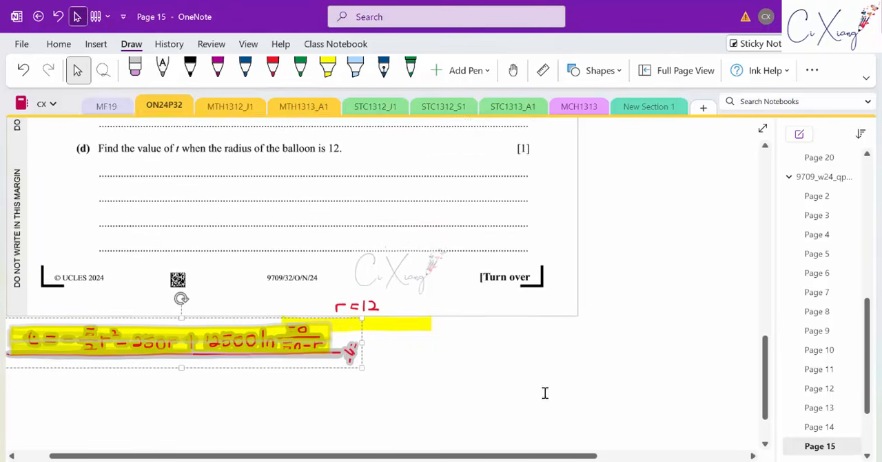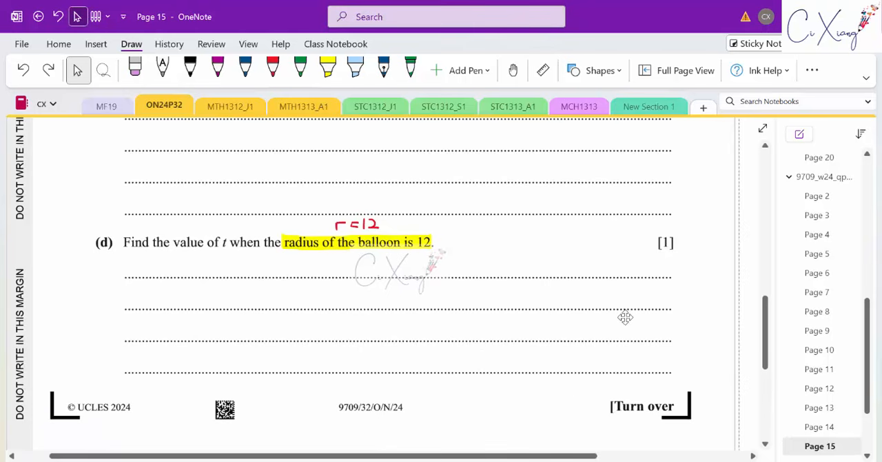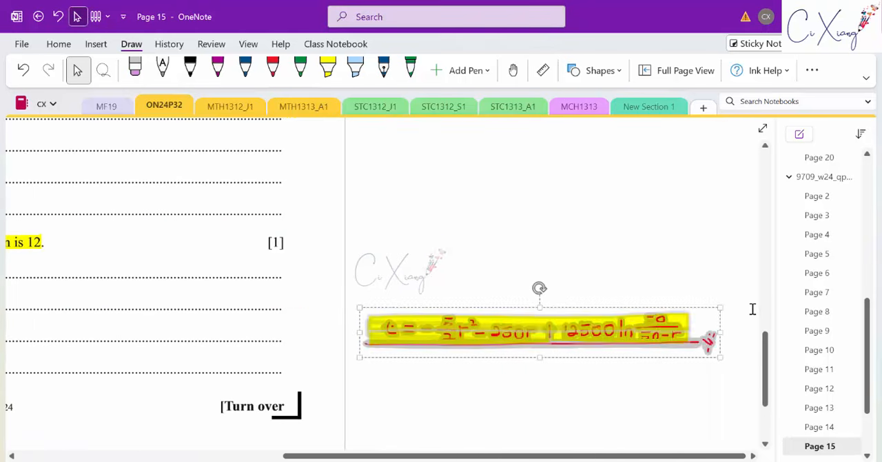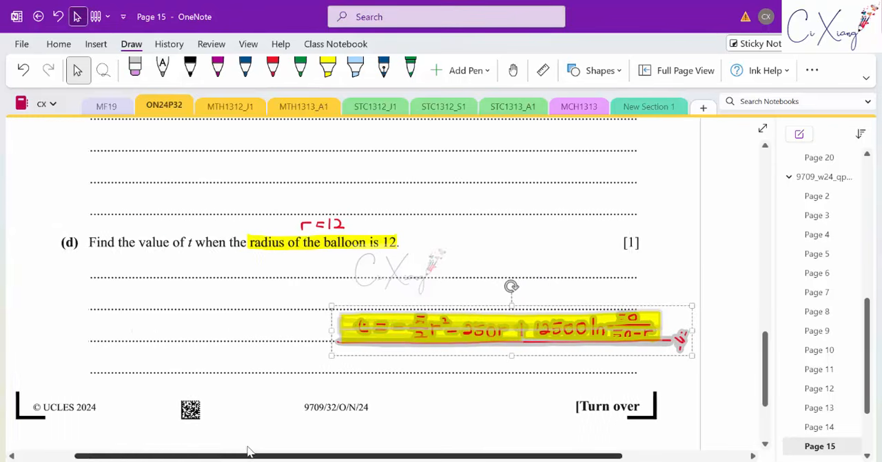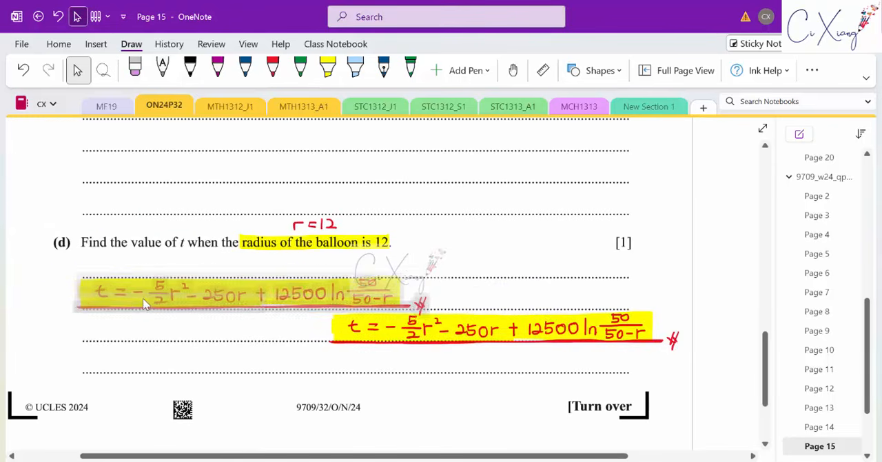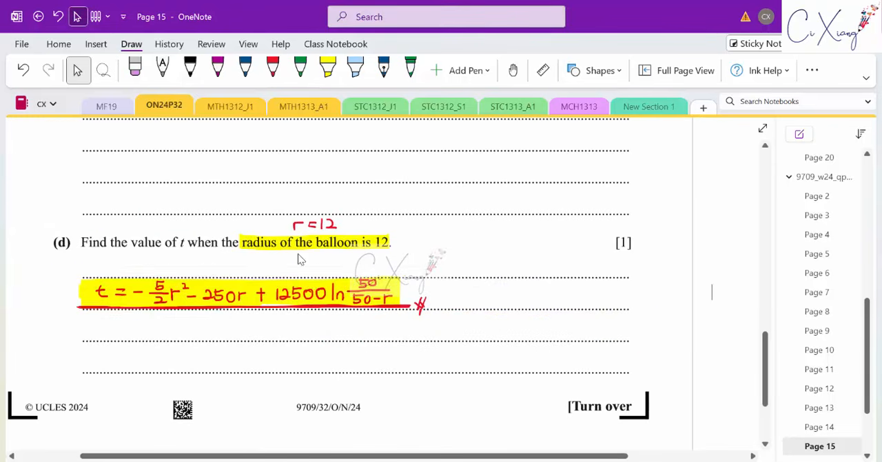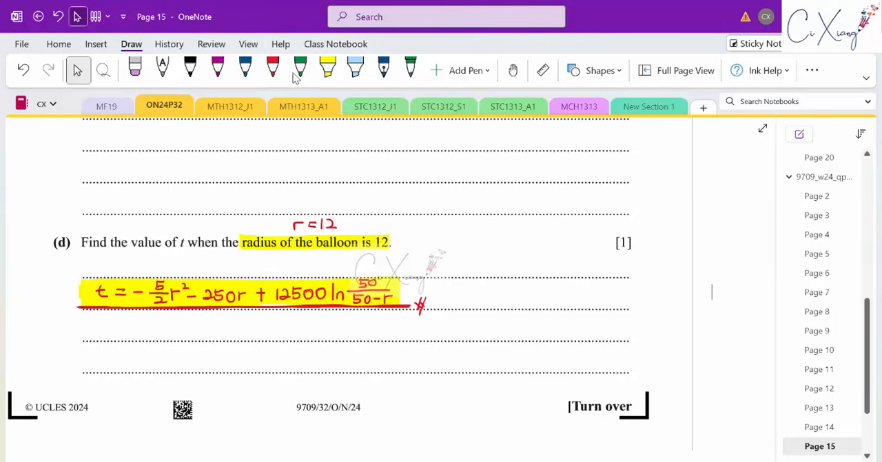Okay, so from this equation, they already tell you that r equals 12. So it's quite simple: you substitute r equals 12 into your equation. So your t is basically equal to -360 times 12 squared times 5 divided by 2. So this is the answer.